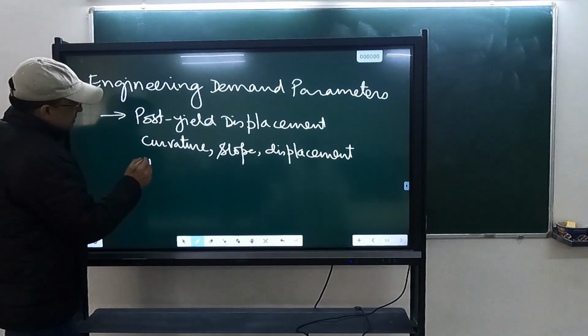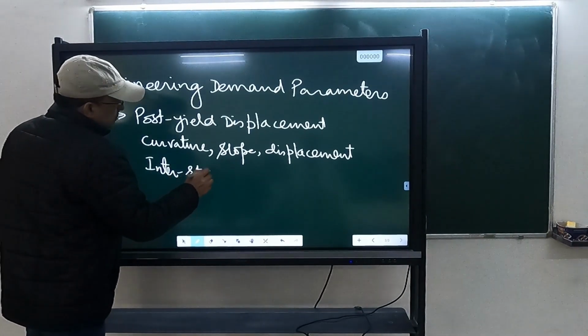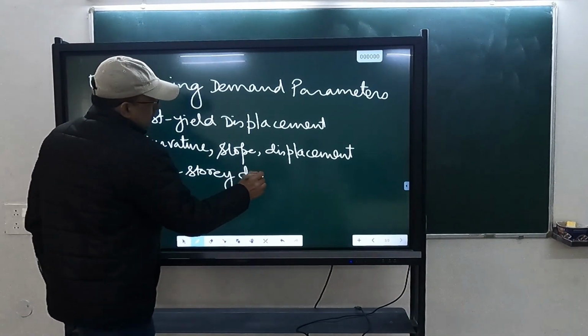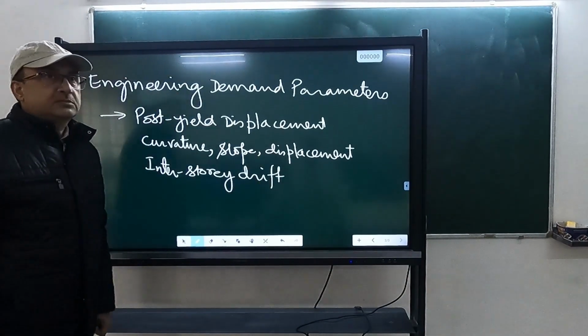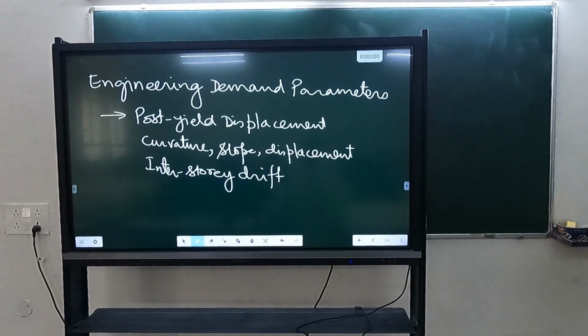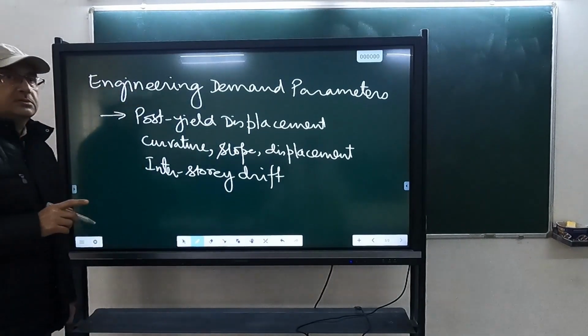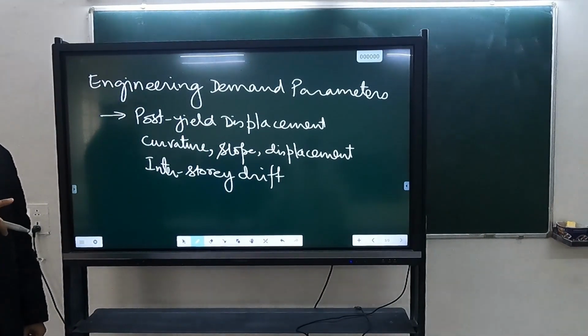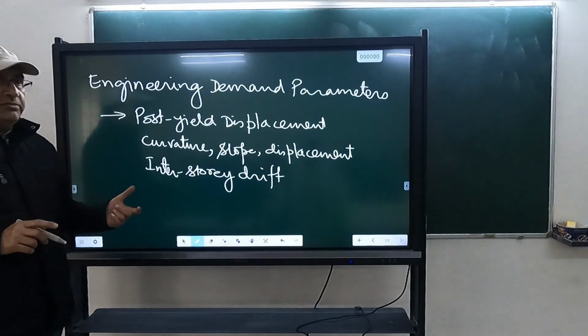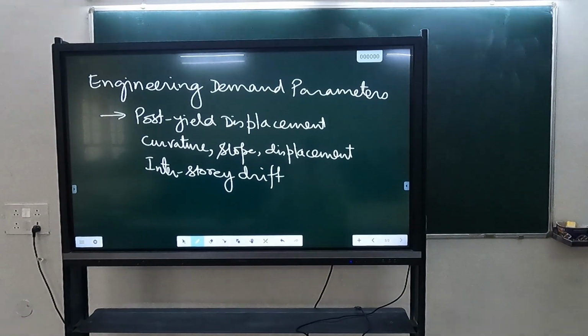This is also represented, in the case of buildings, in terms of inter-story drift. Inter-story drift is also important for non-structural elements. Inter-story drift gives us the extent of damage, or it can be used to quantify the damage in our structural components as well as non-structural components.